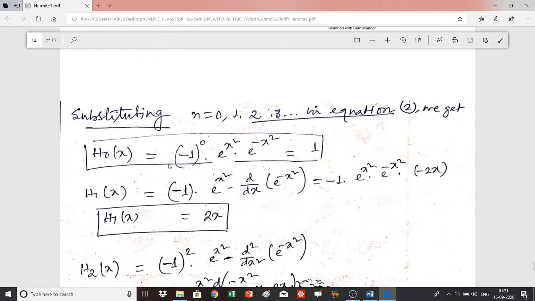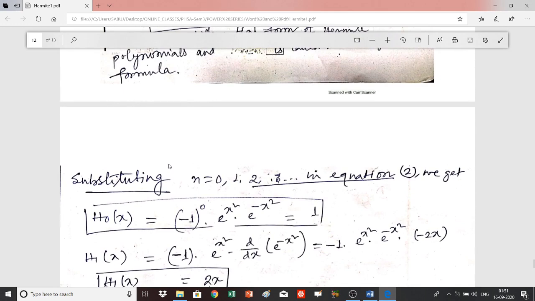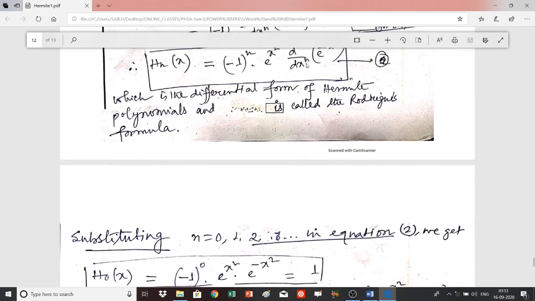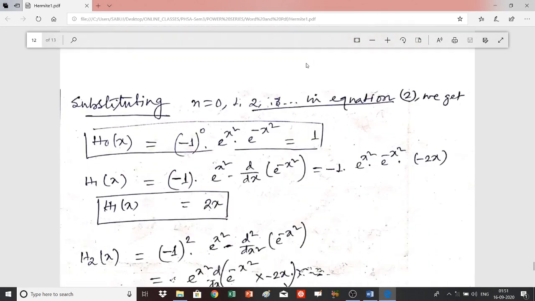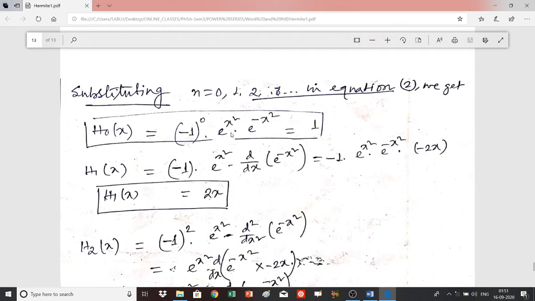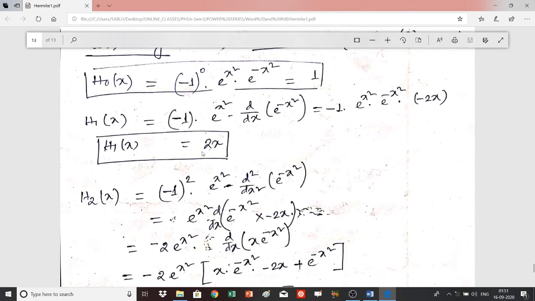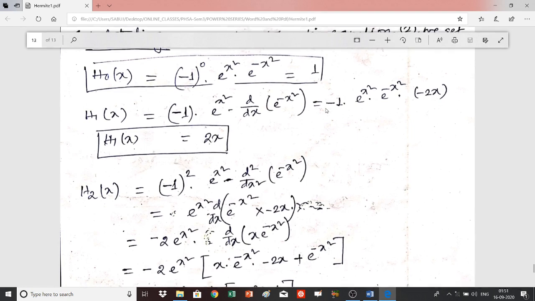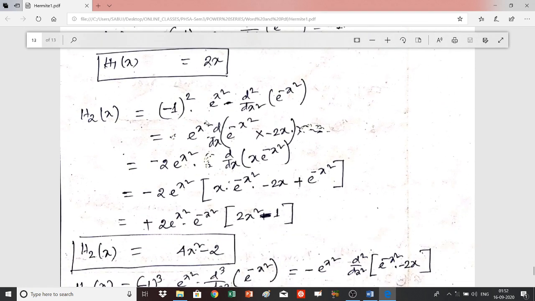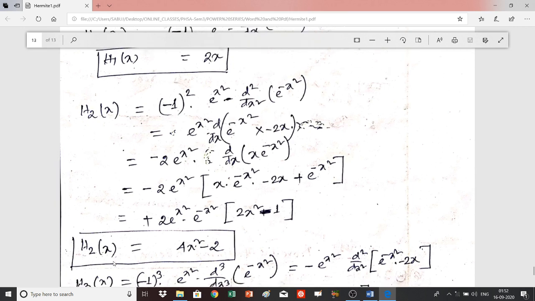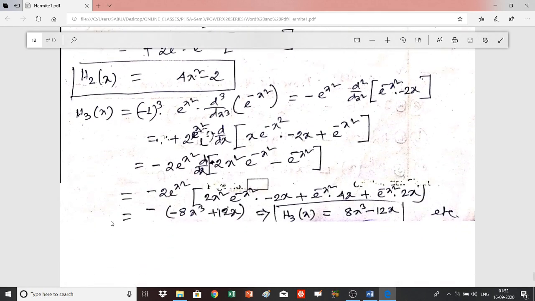For the first case, n is equal to 0, just use n is equal to 0 in this relation and calculate accordingly. You will get H_0(x) is equal to 1. The entire calculation is given here, and in this way H_1(x), finally we get H_1(x) is equal to 2x. Just calculate, and all the calculations are given here, and H_2(x), go through all these calculations, this is a very simple calculation, and all the steps are done here, and finally we will get H_2(x) is equal to 4x square minus 2.